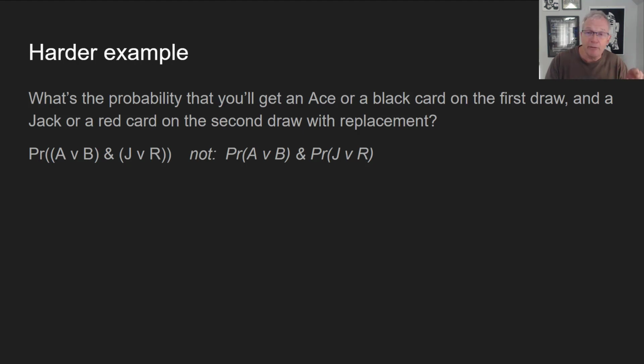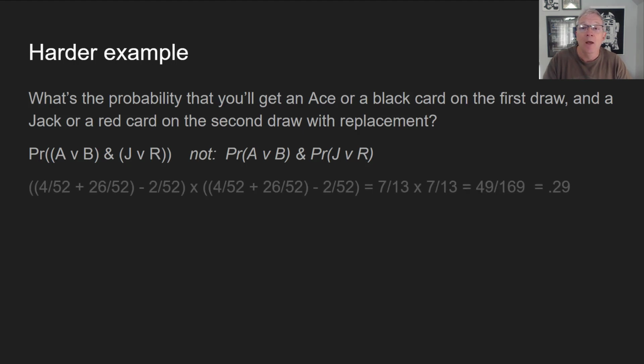So I've written probability (A or B) & (J or R). The other way of writing this, and I won't read it out, gives us a different answer. It multiplies 2 different probabilities. This sentence is asking for the probability that I'm going to get that first disjunction and the second disjunction. And the numbers, applying the multiplication rule for dependent events, are written out this way.